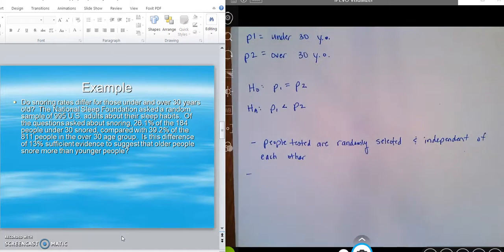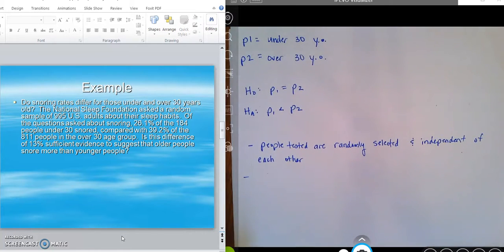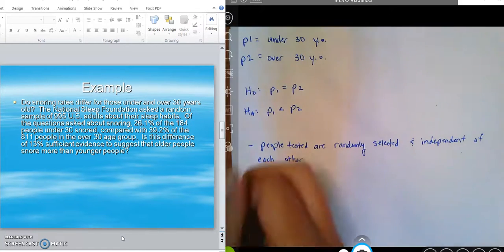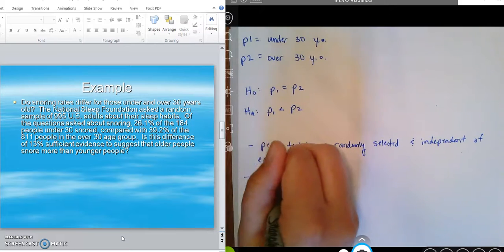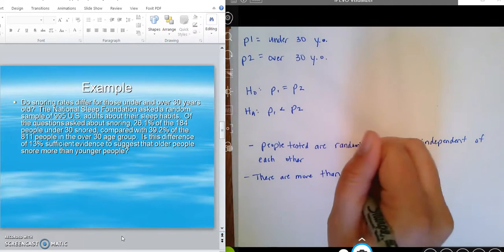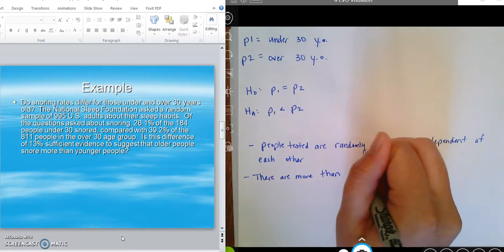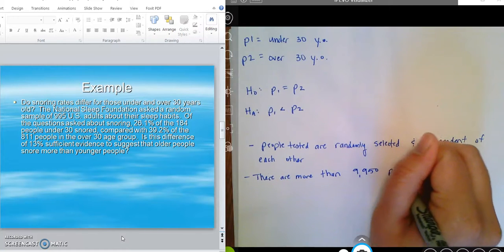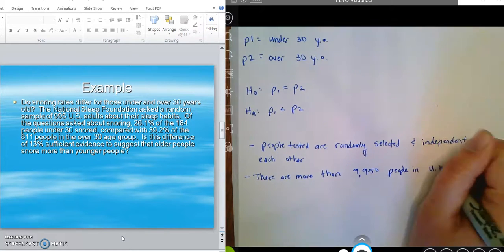Our next condition, there were 184 in the young group. There were 811 in the old group. That is a total of 995. So I need to know there are more than, remember, it's got to be times 10. So 9,950 people in the U.S.